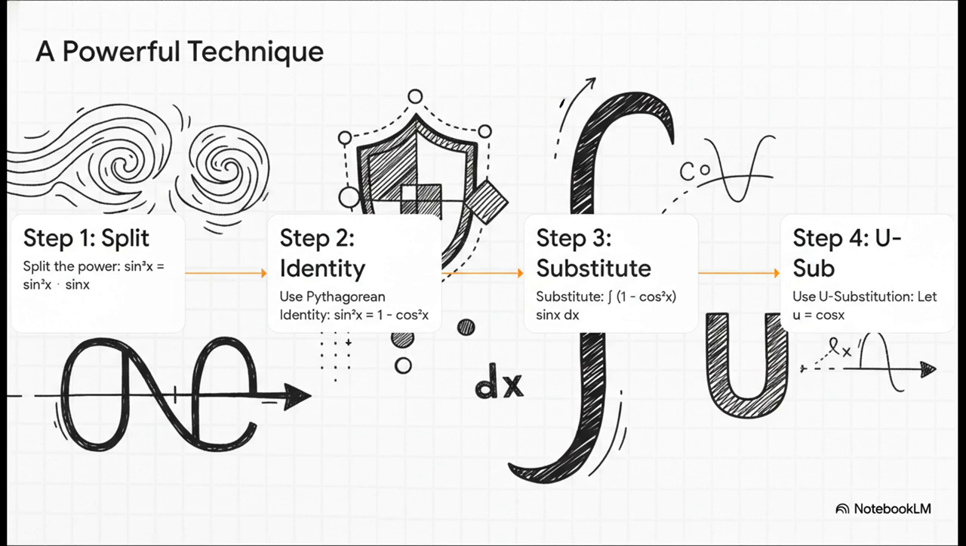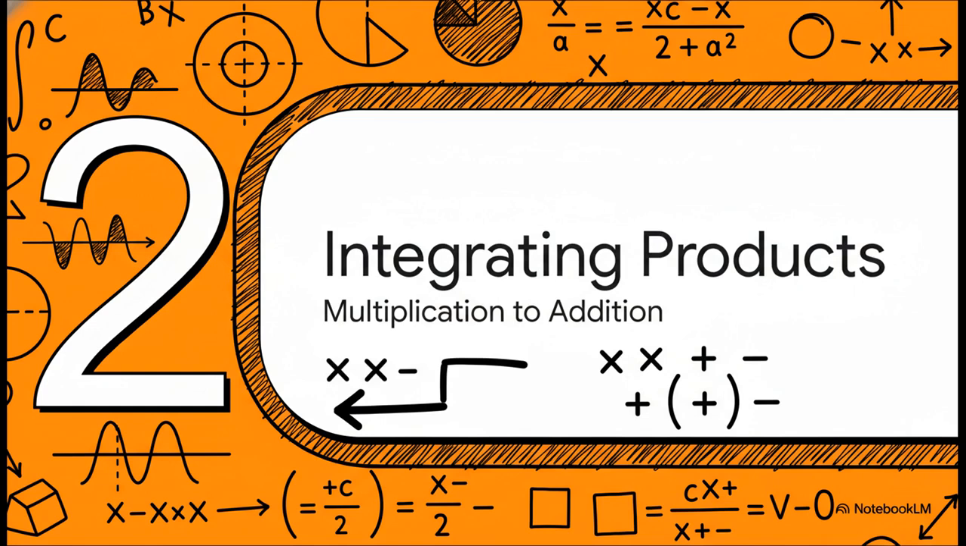Step 2, we use our old friend the Pythagorean identity to change sine squared x into 1 minus cosine squared x. Now look at what you've built. The integral is now perfectly set up for a u substitution. If we let u equal cosine x, its derivative, negative sine x, is sitting right there waiting for us. Beautiful. Awesome. Let's keep building on this and move to Section 2, Integrating Products.